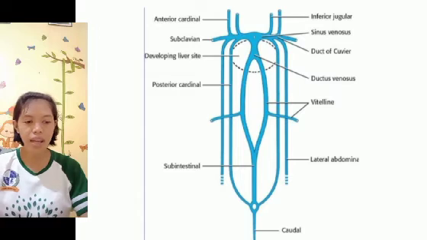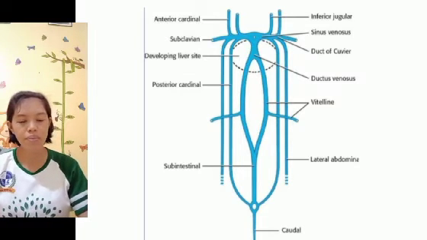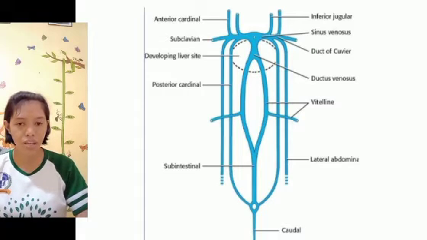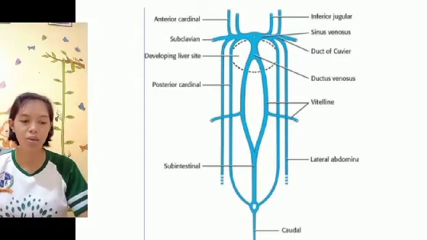As I told you, this picture below shows our anterior cardinal, which goes directly to the head region. It drains the head. The posterior drains the kidney, body walls, gonads, and most of the body except our digestive tract. And then in this area is the sinus venosus, and these two here are our common cardinal veins.